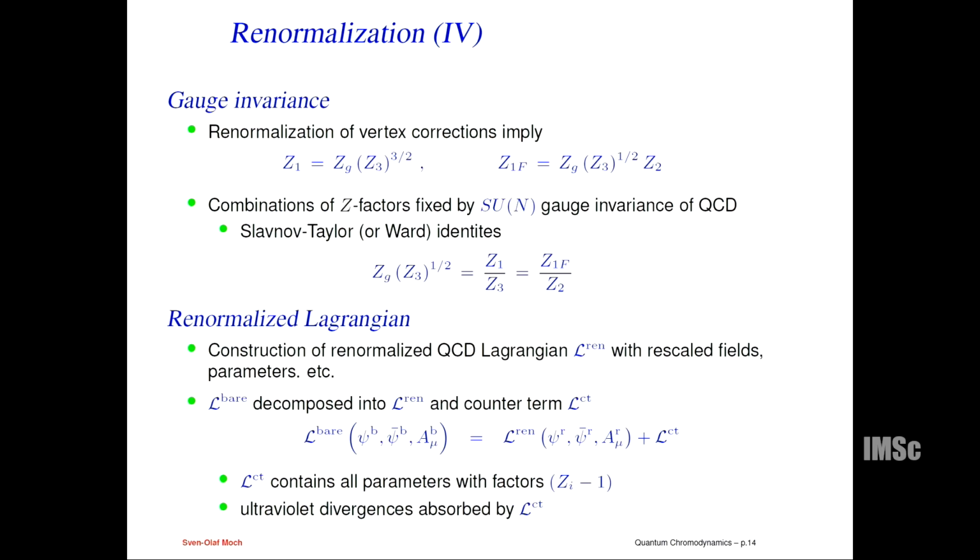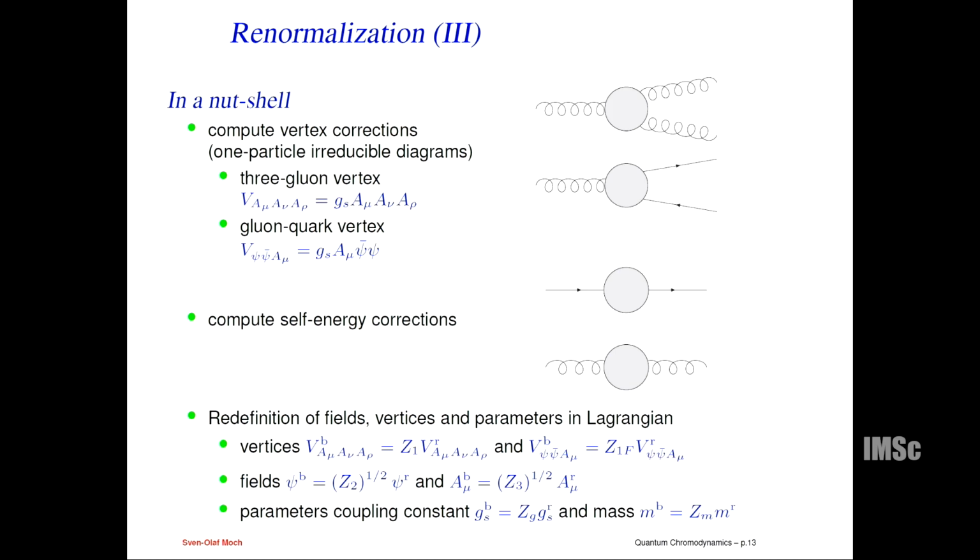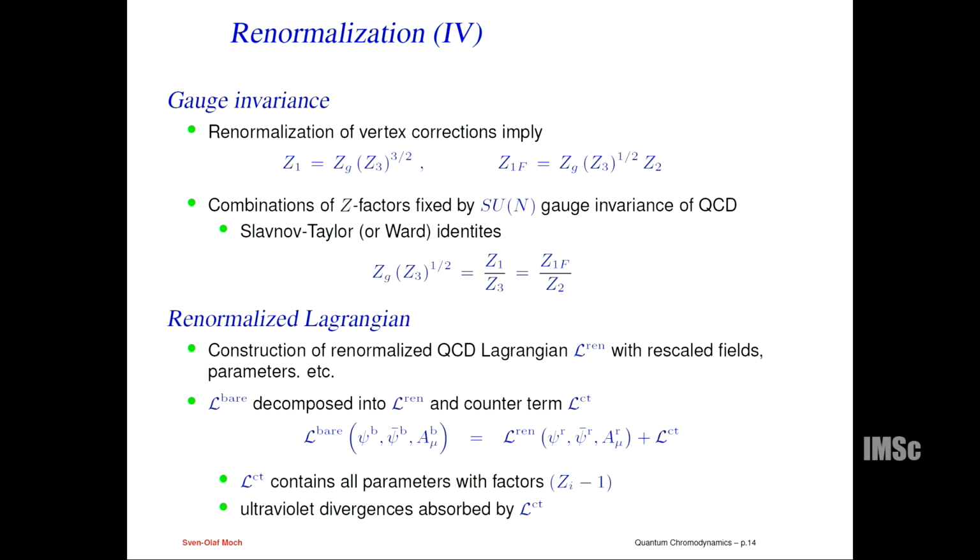That means the Z1 constant here is given by the factor which we put to the coupling constant and the Z3 constant which we put to each gluon field. So this is one relation which we have. And likewise the quark-quark gluon vertex here is one gluon field, two quark fields and a coupling constant. So it is related to the Zg factor times a factor square root of Z3 for the gluon field and a factor Z2 for two quark fields.